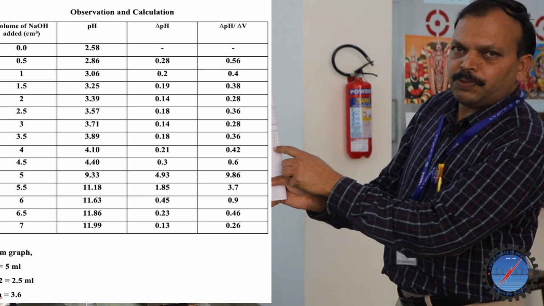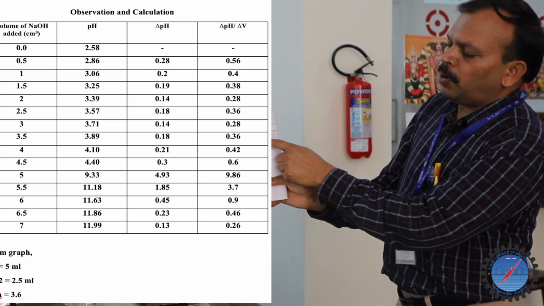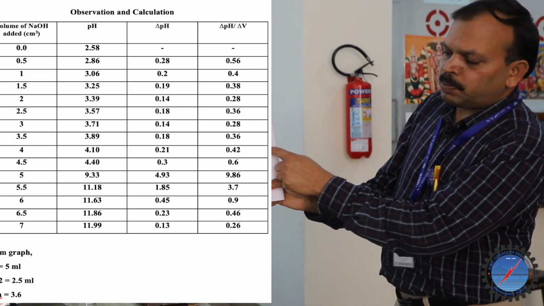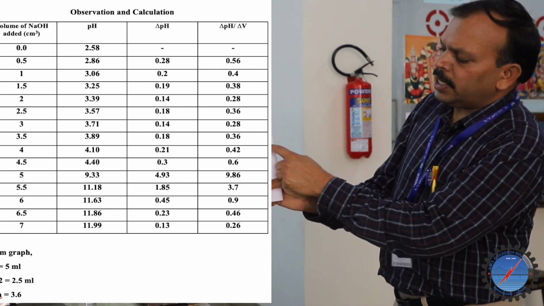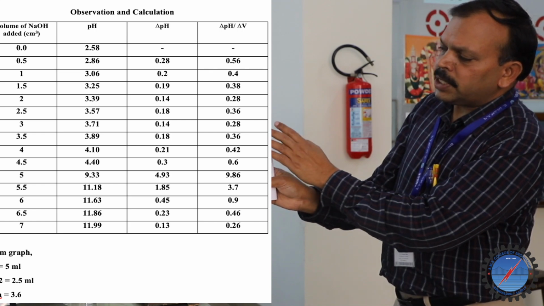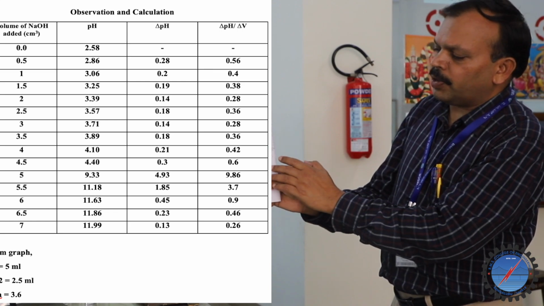Whatever the volume of NaOH we record on the x-axis, 0.5, 1, 1.5, the corresponding delta pH by delta V value gives you a derivative graph. Small spikes increase, then there is a bell-shaped rise, and then it goes down. This separate graph and the tabular column we will submit in this video along with it.